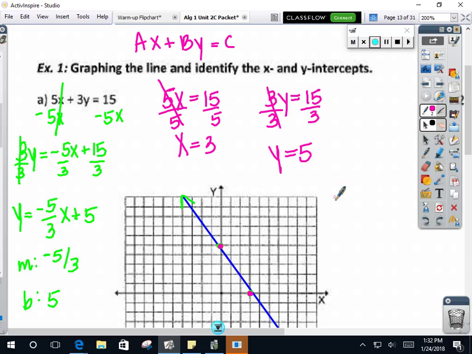So can I move down to C? Up 5. Because we ended up with y equals 5. Yeah, because today we're just focusing on the x-intercept, which is where the line hits the x-axis, and the y-intercept, which is where it hits the y.